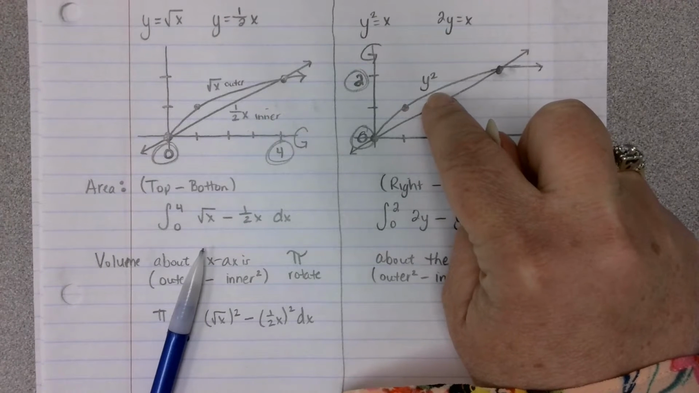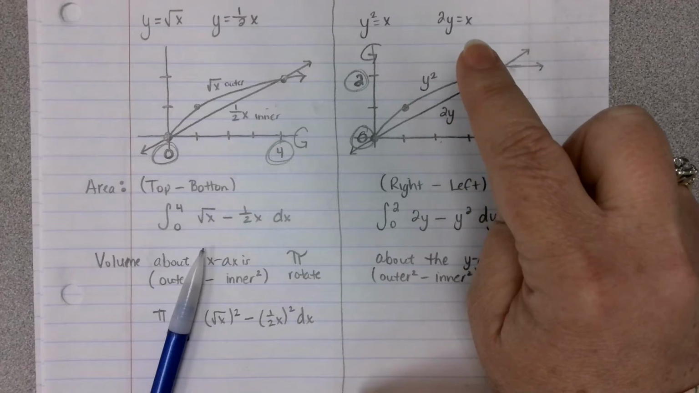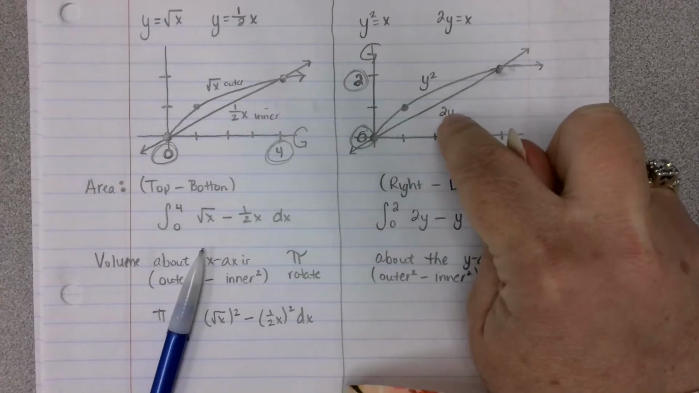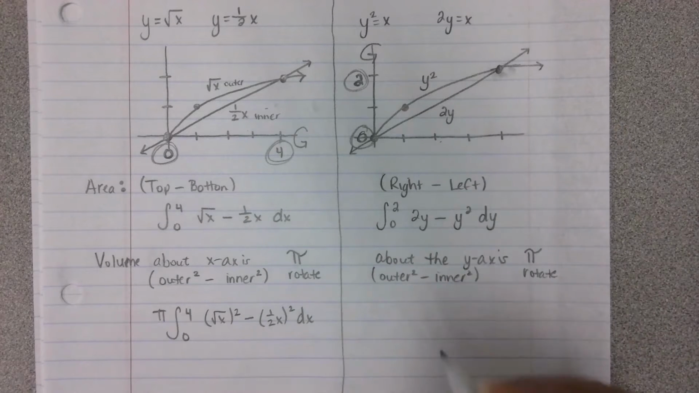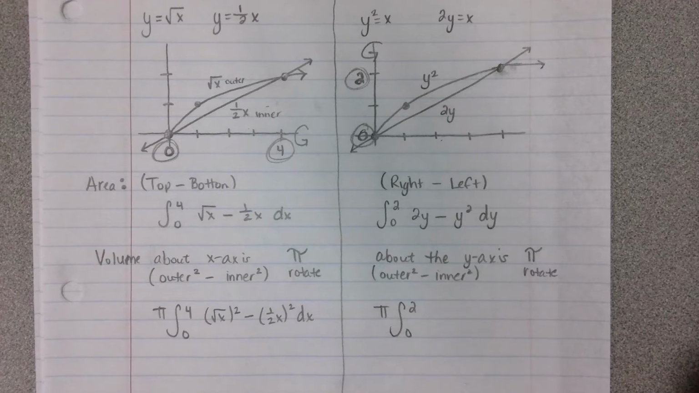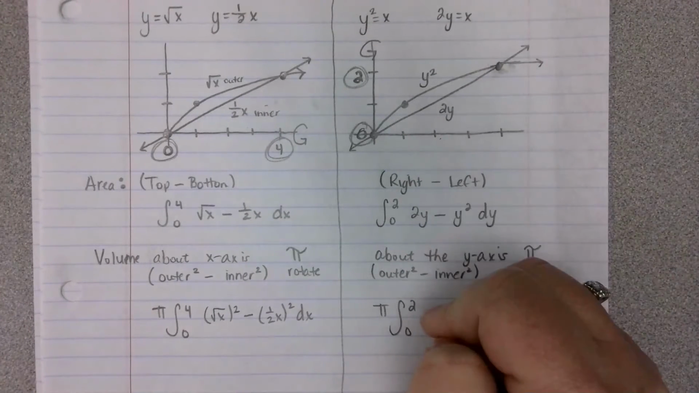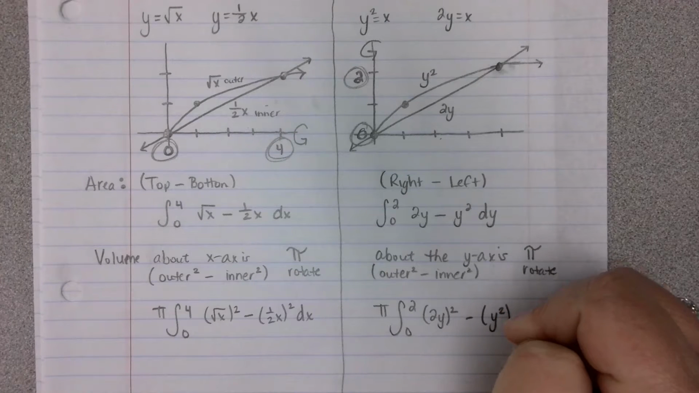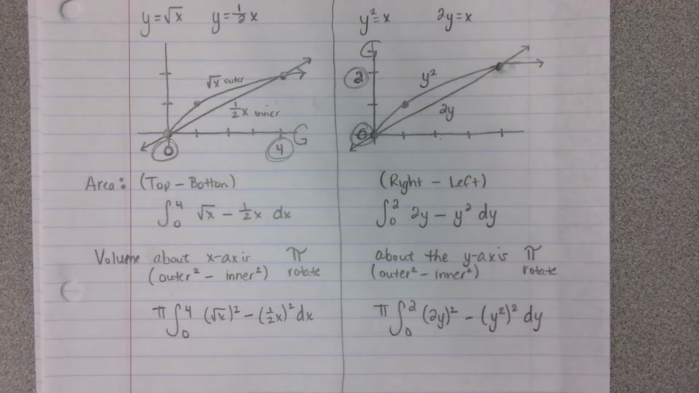Think of that thing we were talking about at the Living Museum where you put the quarter in and the quarter goes around and around and around. This is on the inside of it, this is on the outside of it. So if we have our pi and our integration from 0 to 2, outer squared would be 2y squared minus inner squared, which would be y squared squared dy.